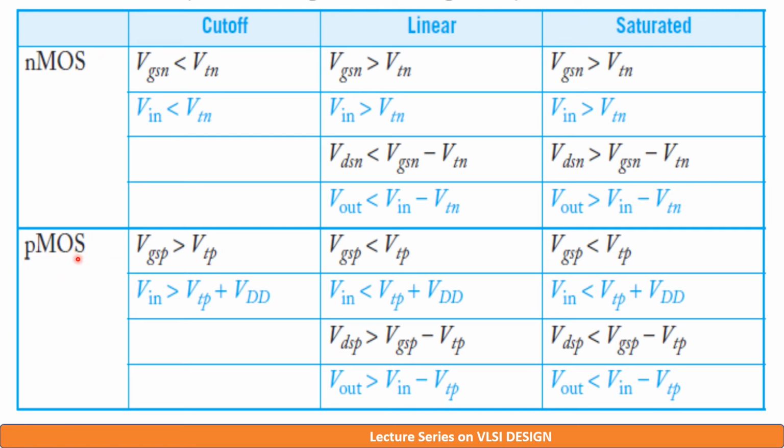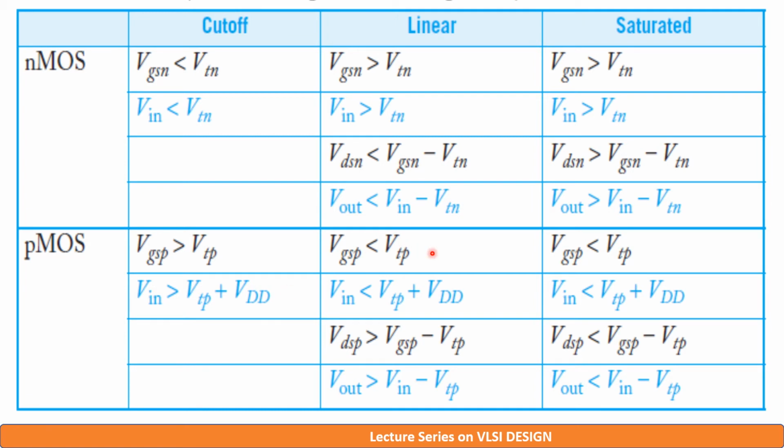For PMOS, it is exactly dual of NMOS. For NMOS, VGS is less than VT. For PMOS, it is greater than threshold. VGS is Vin minus VDD greater than VTP. So VDD from left hand side is shifted to right hand side. Therefore, we will obtain Vin greater than VTP plus VDD.